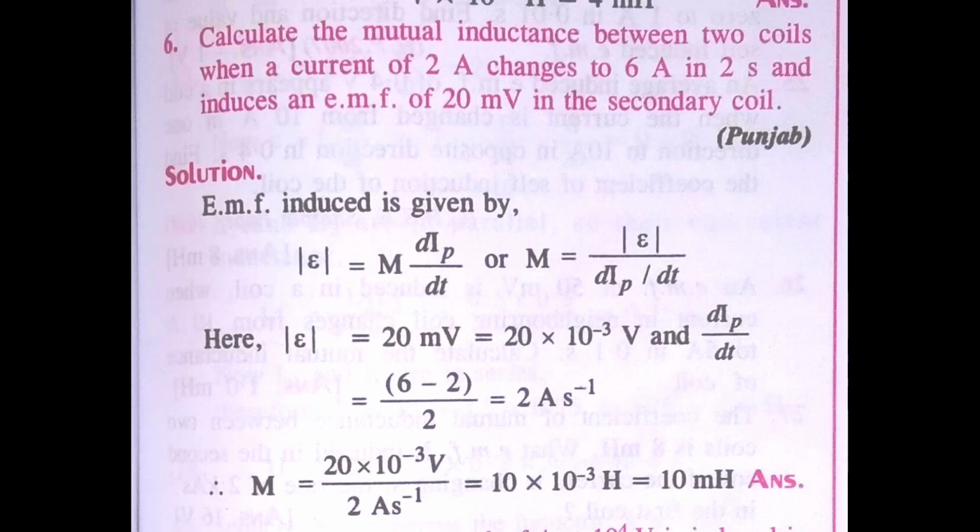We have the value of the induced EMF, 20 microvolt, convert it into volt, as micro is 10 raised to power minus 6. We have the formula of dIp over dt. It is also mentioned it changes from 2 ampere to 6 ampere. So we get 6 minus 2 divided by the time in which it changes, that is 2. By doing the calculation, we have the answer 2 ampere per second. So just put all the values in the given formula of mutual inductance, and we have the final answer 10 into 10 raised to power minus 6 henry, which can also be represented as 10 microhenry.